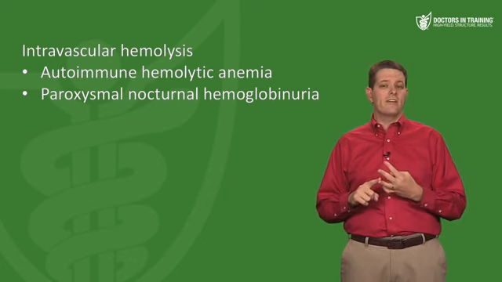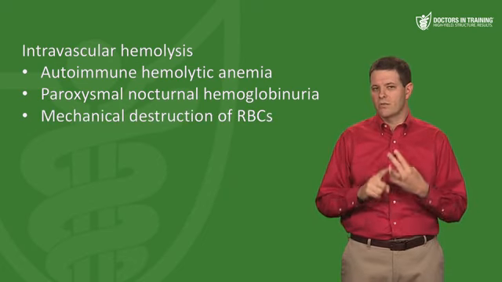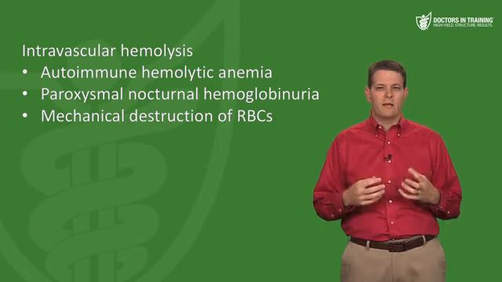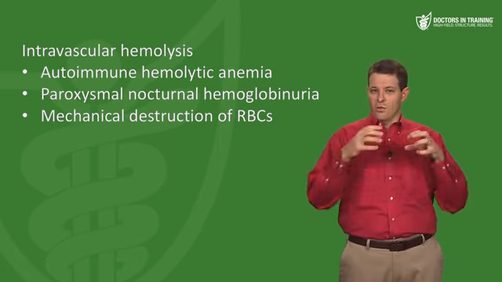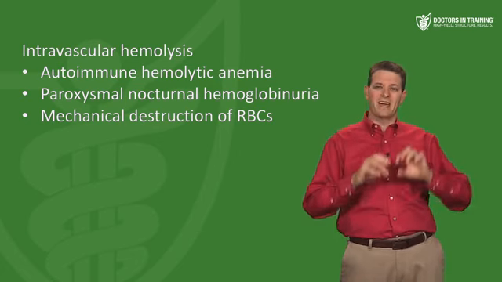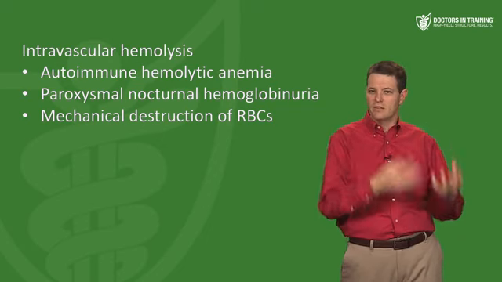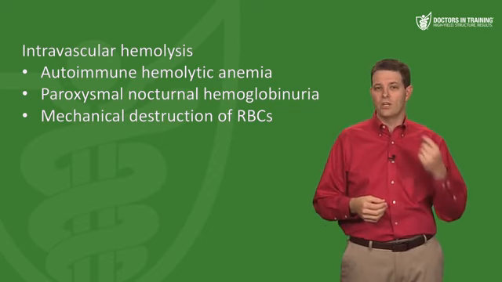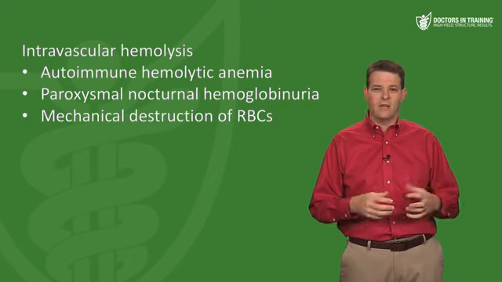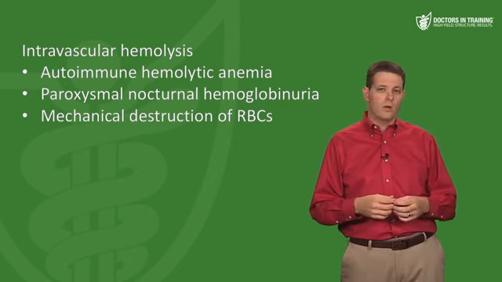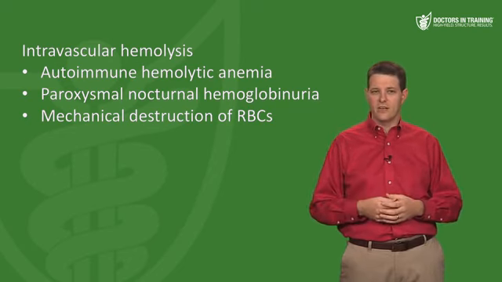You can also see intravascular hemolysis due to mechanical destruction of red cells. So this is a good example of an extrinsic cause of hemolysis. The red cells are perfectly normal, but something extrinsic to the red cells is causing them to be destroyed. So if you have aortic stenosis and a lot of turbulence that results from that, that can tear up red cells. Or prosthetic valves can crush some of the red cells.